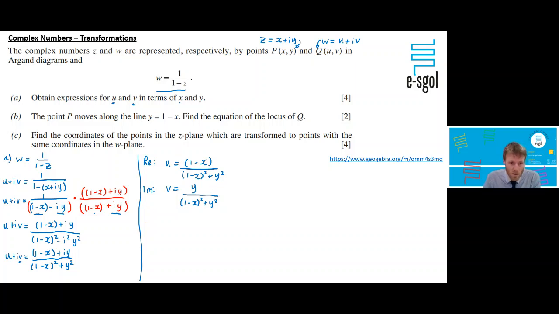So that's that bit dealt with. Now for part B, and this one is a little bit tricky. I'll show you a visualization of this in a moment. So point P is moving along this line, and we want to find the equation of the locus of Q.